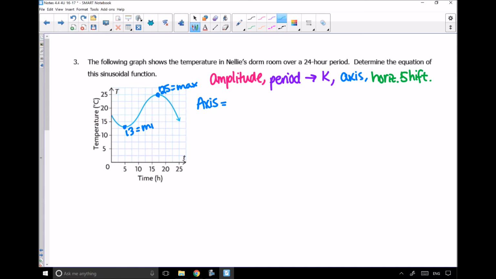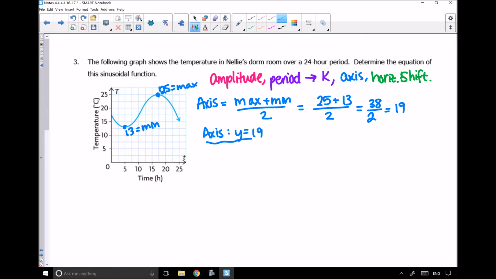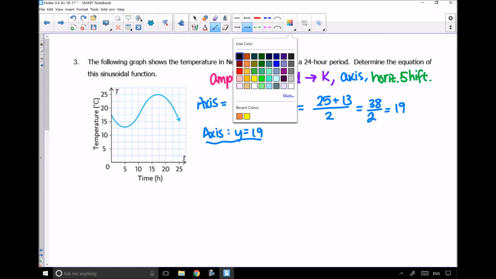So that's going to be our minimum. So to find our axis, we're just going to find the average of our max and our min, and we'll go from there. So we know that our max is 25, our min is 13. When we add those together, we end up getting 38 over 2, which gives me 19. So the equation of my axis is going to be y equals 19. Okay, now when I graph that out, that should seem to make sense. Let's go ahead and try this and see if it does make sense or not.